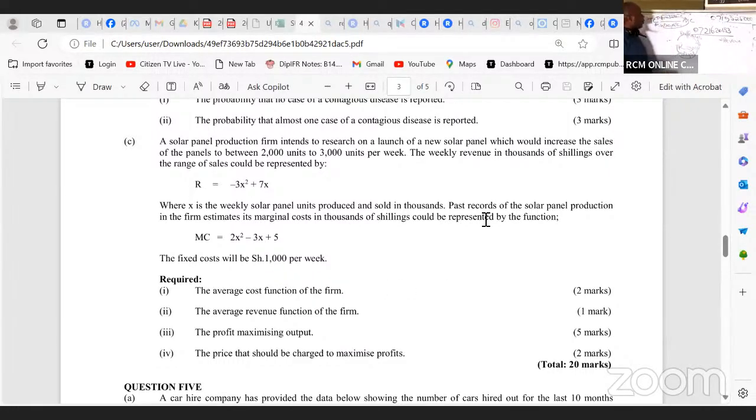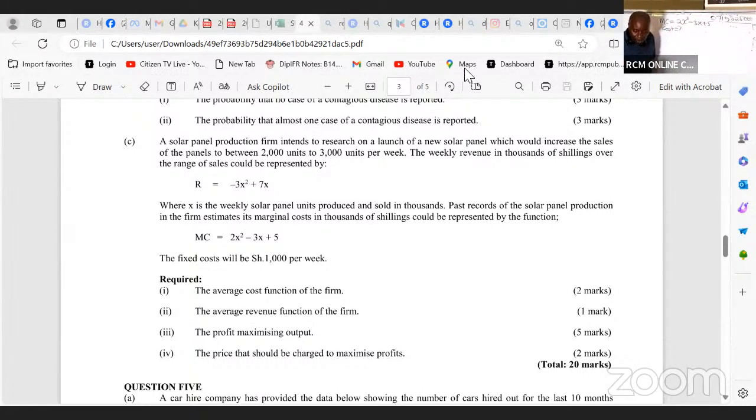So he has given us, my good students, the marginal cost as 2x cubed minus 3x plus 5. And then he wants us to come and give him the total cost.